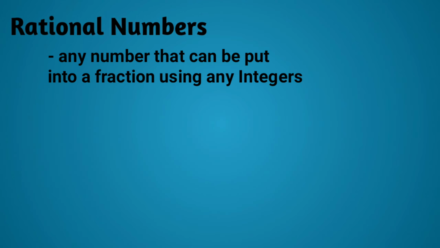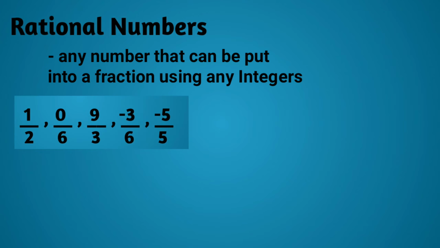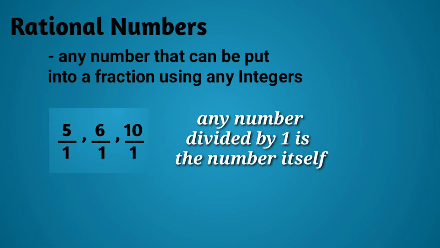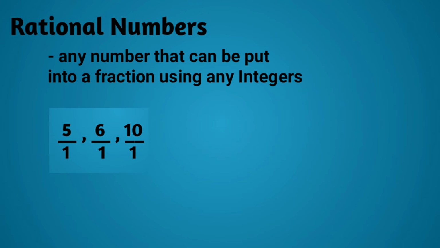Examples of a fraction are 1/2, 0/6, 9/3, -3/6, -5/5. Now, take a look at these fractions: 5/1, 6/1, 10/1. They all have a common denominator, which is 1. And we know that any number divided by 1 is the number itself. Therefore, 5/1 is equal to 5, 6/1 is equal to 6, and 10/1 is equal to 10.